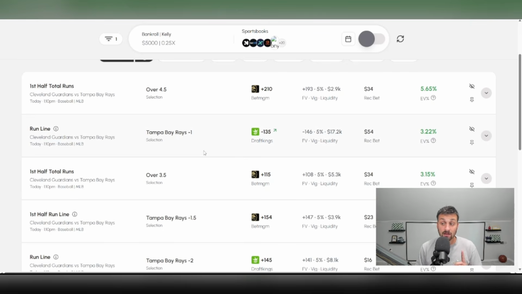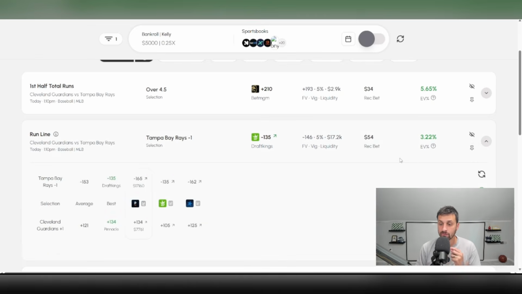Here's one on a main line. So this is also very tempting. We have a Tampa Bay Rays minus 1.5. If you're looking to avoid limits for as long as possible, sticking to things like main lines, money lines, things that people would traditionally bet is the way to go. First half total runs isn't the worst, but that market is a little more niche.